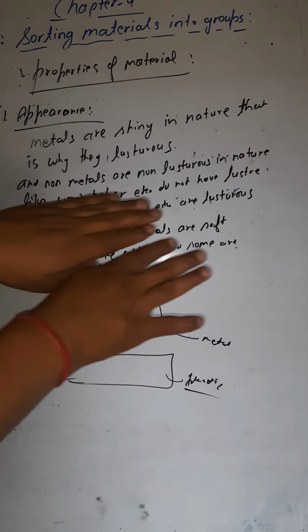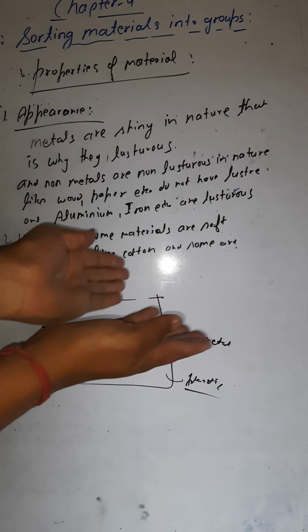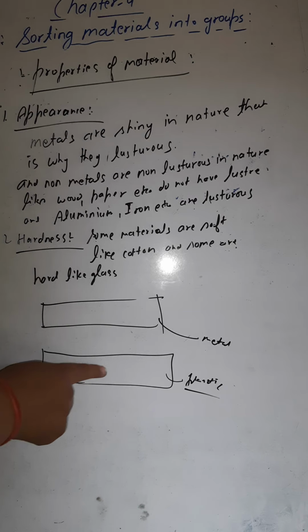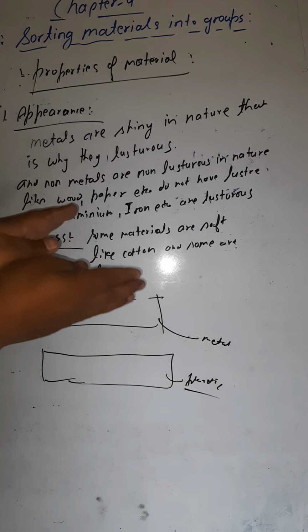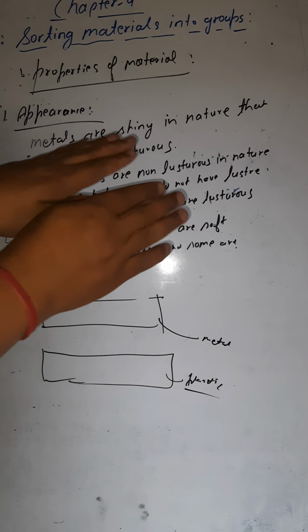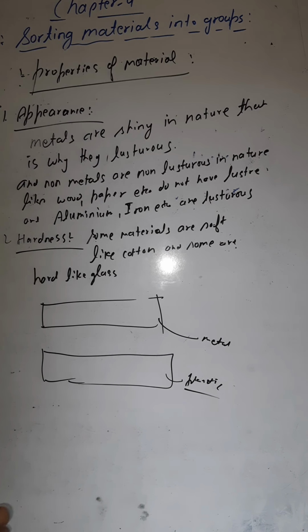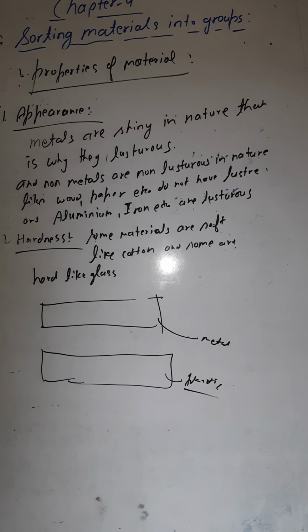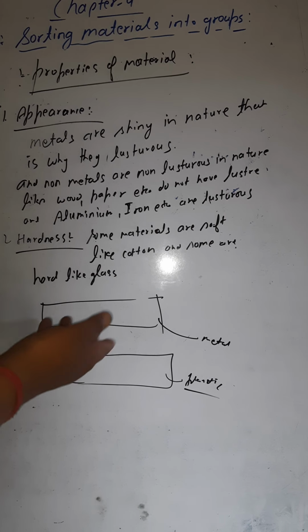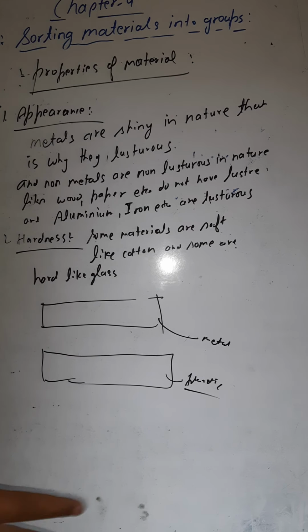This metal one can be bent easily. You can bend it easily, this metal one. But at the same time, if you want to bend this plastic, it would not be possible to bend it easily. Rather, if you just try to bend it, it will just break into pieces. So this is the basic difference between the metal and the non-metal, or you can say the metal and the other materials. The things which are made up of metals are flexible in nature.